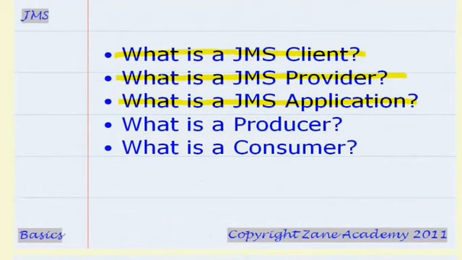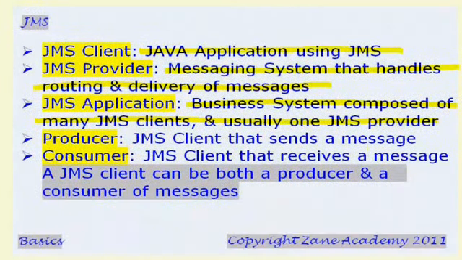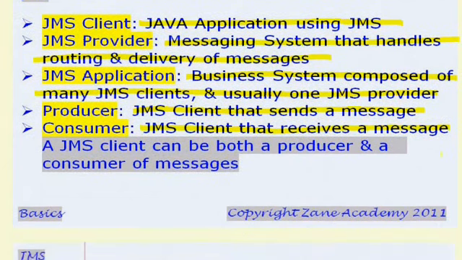Very good. The remaining two to talk about are what a producer is and what a consumer is. A producer is a JMS client that is sending messages, and a consumer is a JMS client that is receiving messages. And as we said, a JMS client can be both a producer and a consumer of messages at the same time.